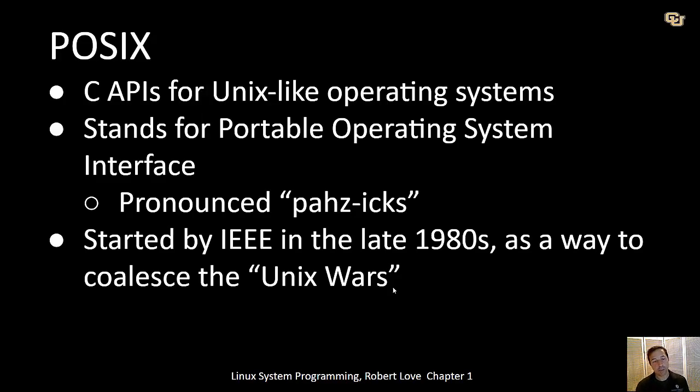So we talked about APIs being defined. One implementation of an API definition for user space is what's called POSIX, which stands for the Portable Operating System Interface. It was started back in the late 1980s as a way to coalesce what the book calls the Unix wars.